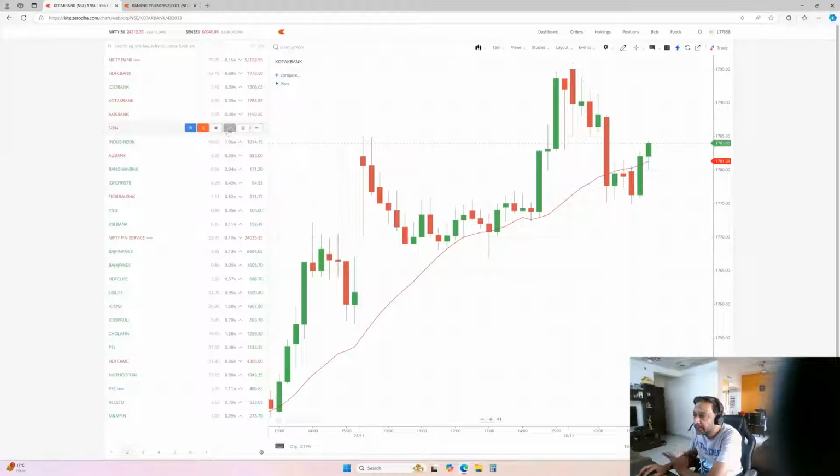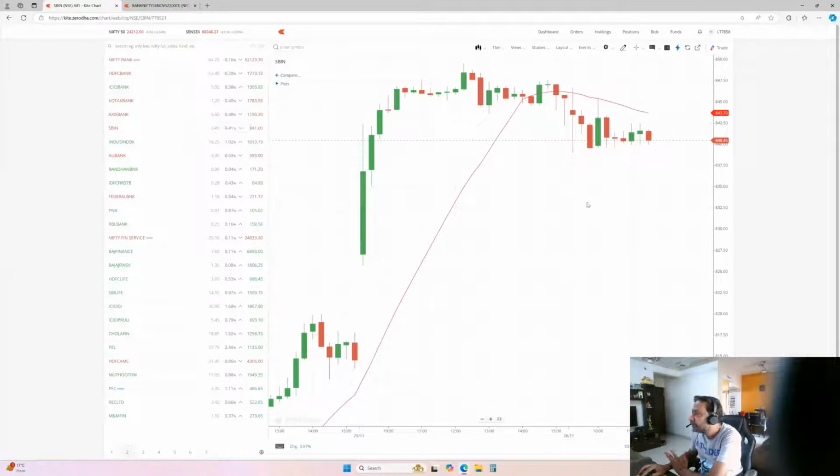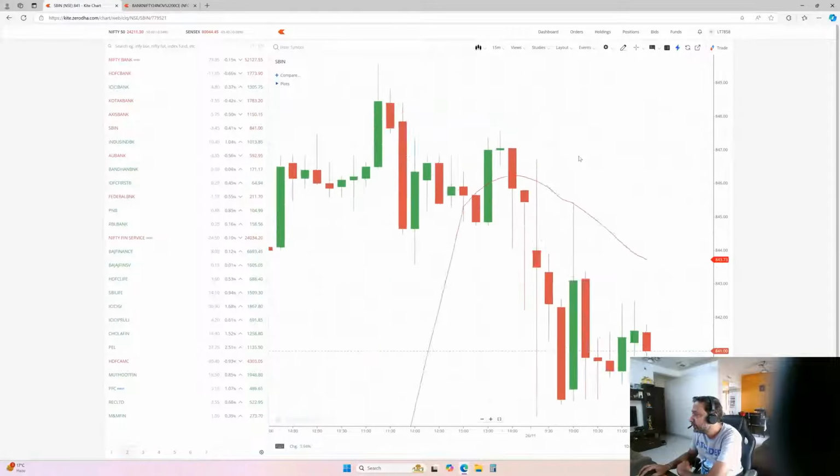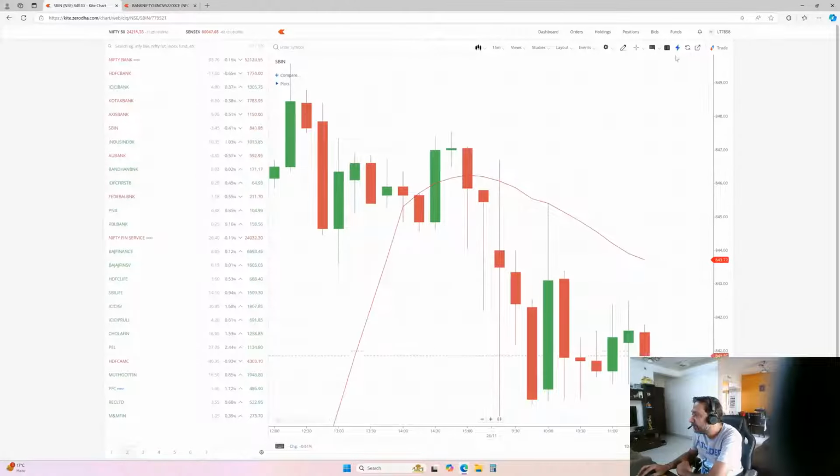Then let's check out SBI, one of the public sector banks. It's also trading around yesterday's high and it is also range bound. If you observe, this is the first 15-minute candle of the day and it is trading between that 840 and today's high around 847. So it's range bound between this, trying to sustain above 840. Okay, so overall, we have done the overall analysis.